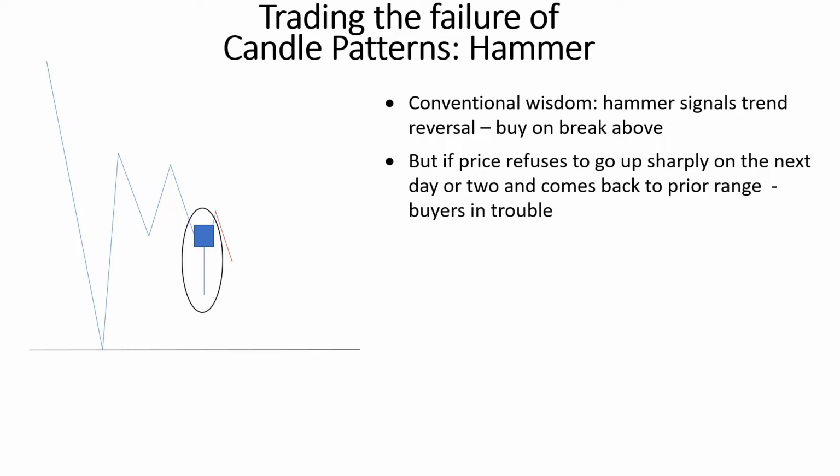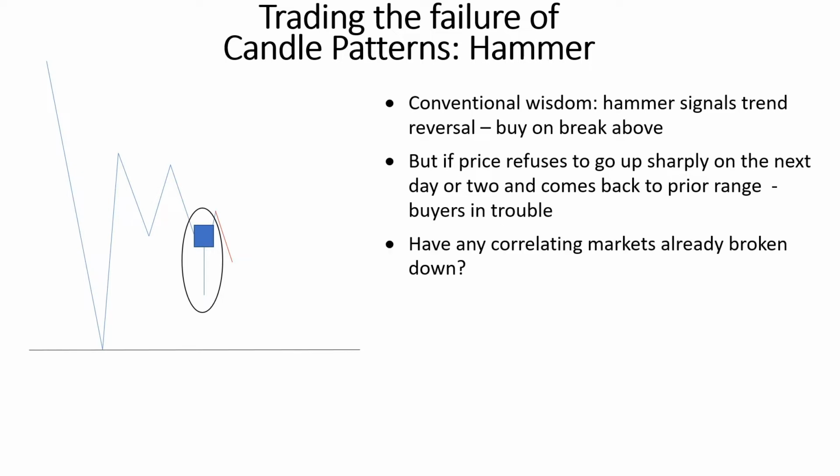The failure of the hammer is more common when it is formed inside a larger downtrend than an uptrend. In downtrends, you'll get lots of false positive signals, but most of the time they fail as the dominant force is provided by the sellers. The failure of the hammer, especially in a downtrend, can sometimes be anticipated.